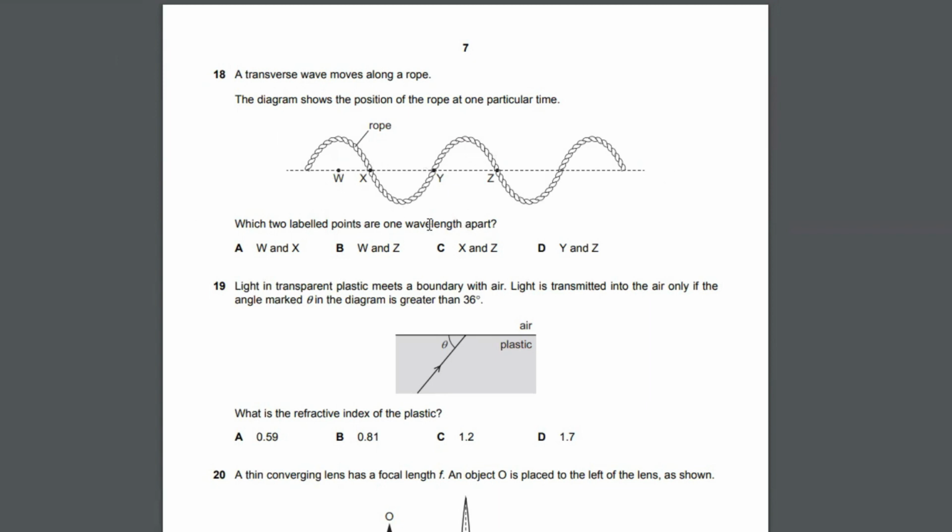So to find the wavelength, we have to find the distance between two adjacent crests or two adjacent troughs, or just the start of one wave and the end of the other wave. So let's say this is the start of one wave, x, and this is the end of that wave. So x and z are one wavelength.